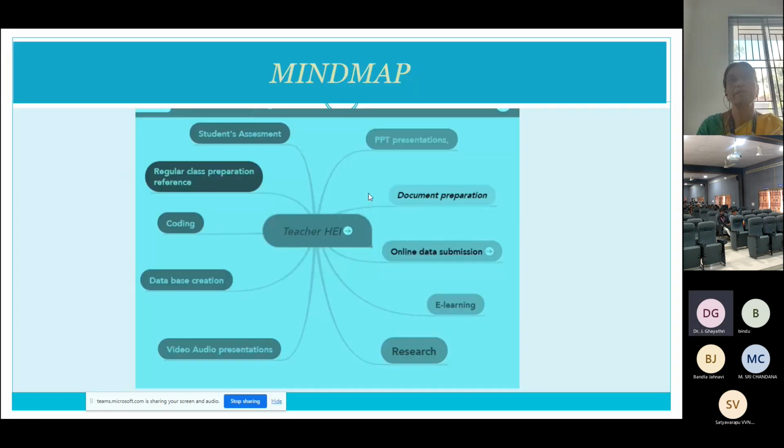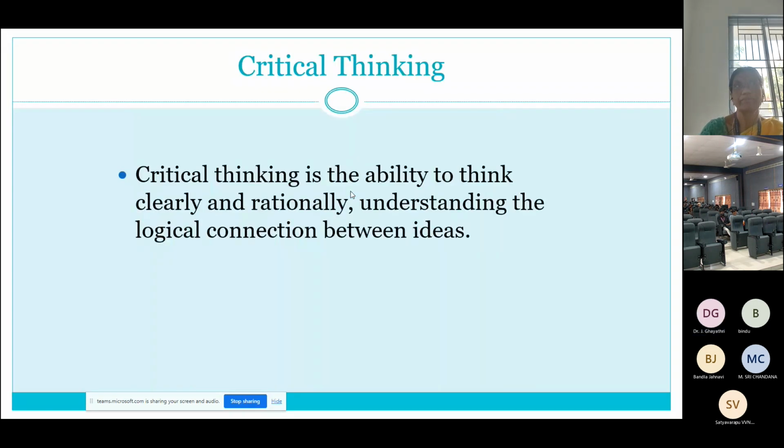So after this, design thinking is coming to a conclusion. Then critical thinking. Design thinking is whatever problem you are analyzing, you are coming to the conclusions or solutions through some tools. You are drawing, sketching, brainstorming like that. Here, critical thinking is the ability to think clearly and rationally, understanding the logical connection between ideas. So you have to establish the relationship, whether these ideas have any logical connections, that you should analyze using critical thinking.